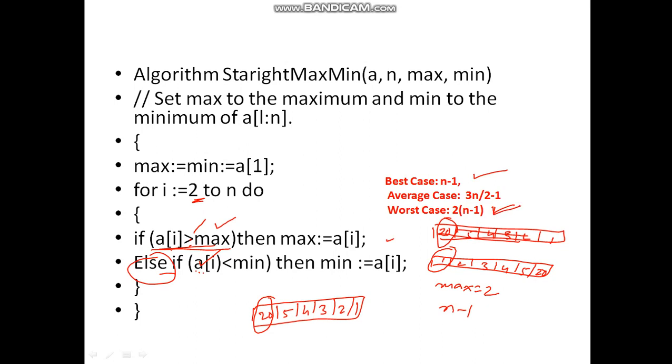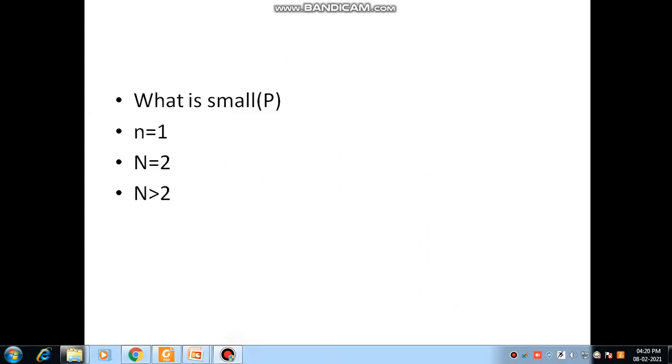And on an average, we find that some elements will be less than the maximum, and some elements will be greater than the max. So if we consider 50% of the elements are less than max and 50% are greater than max, for example, the first position element and, out of the remaining, 50% are less than max and 50% are greater than max, in that case 3n by 2 minus 1 comparisons will happen in the average case. Okay, so this is the straightforward method.